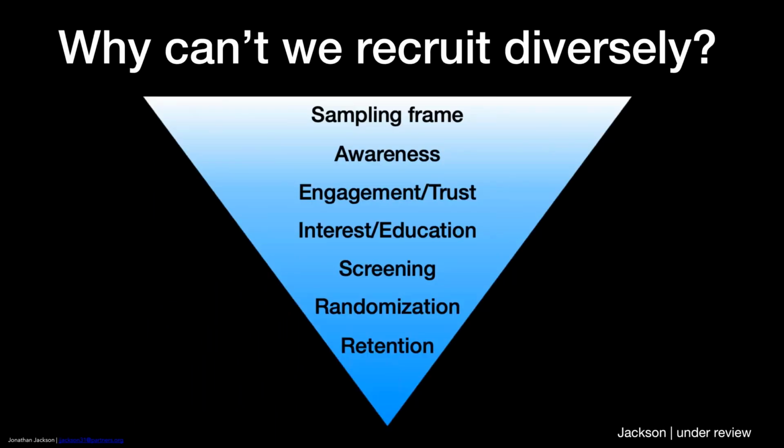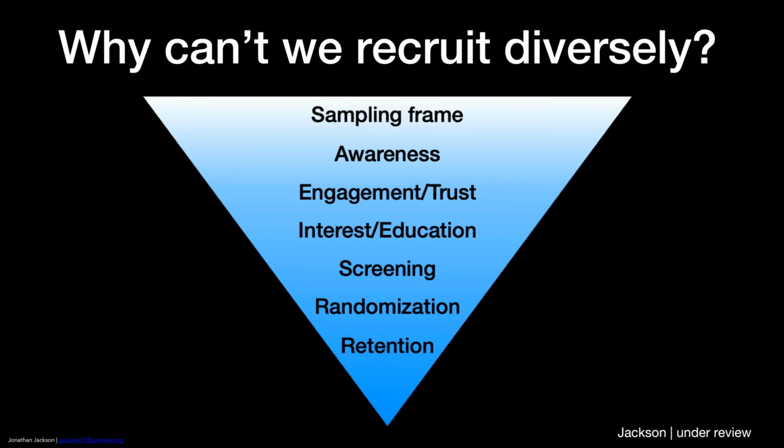So you can think of it this way: having a very clearly defined sampling frame, which is different than your catchment area, basically making sure that you have a very precisely defined denominator from which to draw, will then allow you to reach out and do that awareness, build up engagement and interest, and then finally bring in individuals for screening, randomization, and retention. What may be striking is that this is not necessarily a recruitment plan that is specific to diverse audiences, but it's just a recruitment plan.